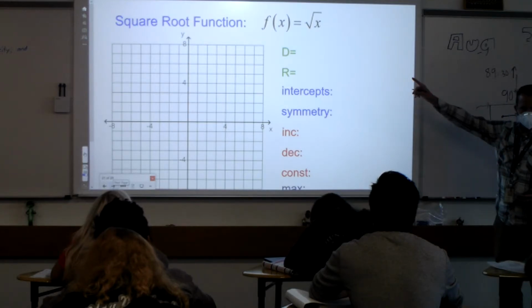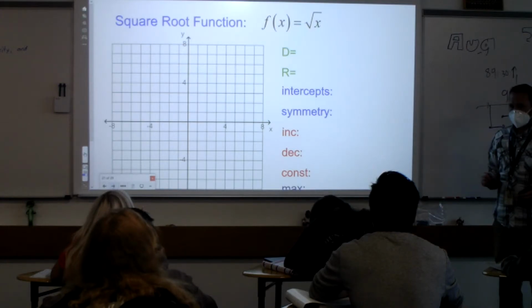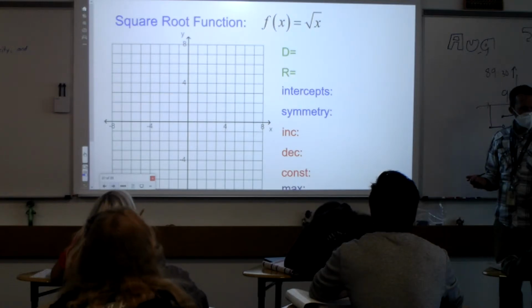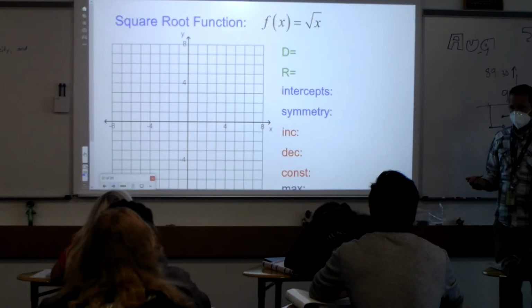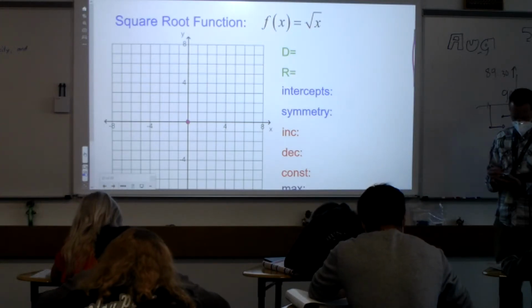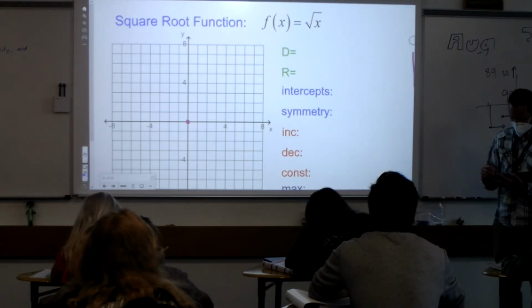Is this one of our domain things we have to be careful of? What can't we have here? Negatives. So where is our first point going to be? What's the square root of 0? All right. For those who are like, I never really understood square roots, let me give you just a real quick way to think about it.